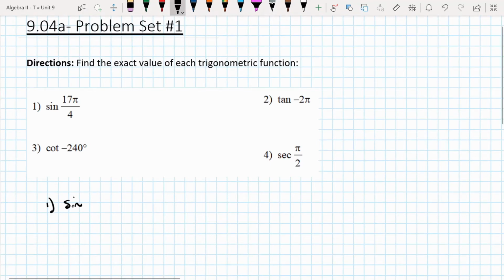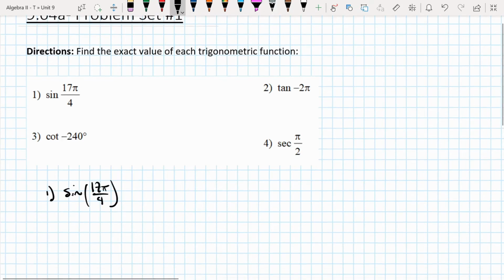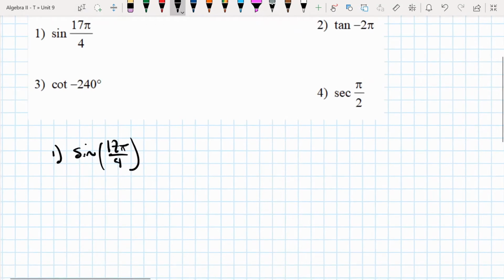If I have sine of 17 pi over 4, the first thing we want to recognize is that this is a radian measurement, and what we want to do is locate where this would be on the unit circle. Well, the tricky part about this one is this radian measurement is beyond 1 rotation around the circle. So we have to figure out how many rotations we've gone through and then what's left over. Well, 1 rotation is 2 pi radians.